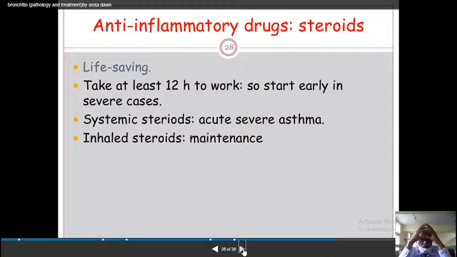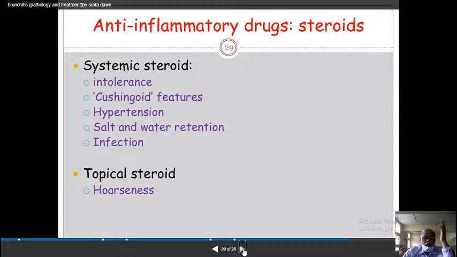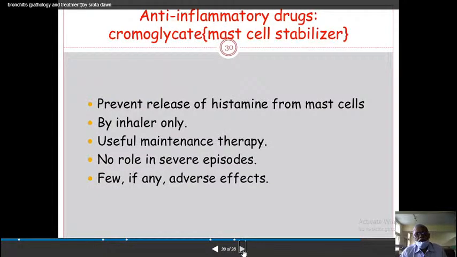They take at least 12 hours to work, so start early in severe cases. Systemic steroids for acute severe asthma, and inhaled steroids for maintenance can be tried. Anti-inflammatory drugs, steroids: systemic steroid intolerance and Cushingoid features, hypertension, salt and water retention, infection, topical steroids.